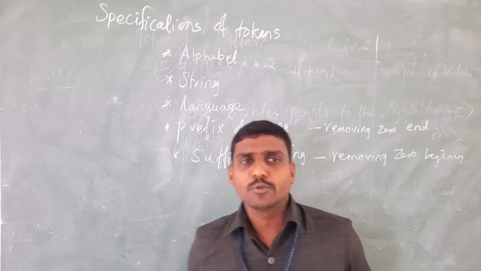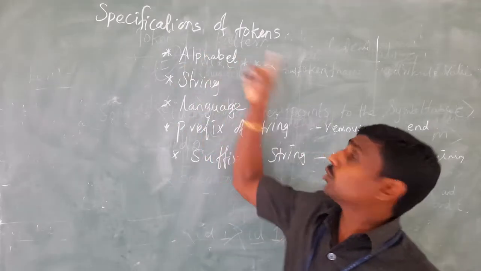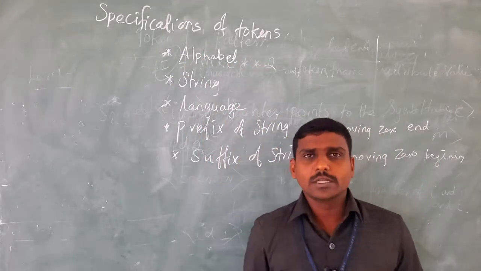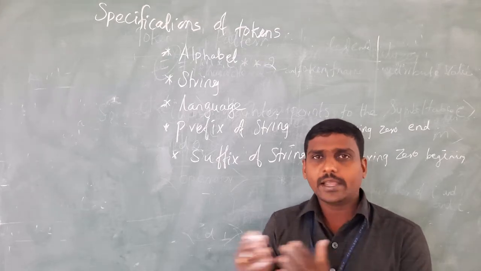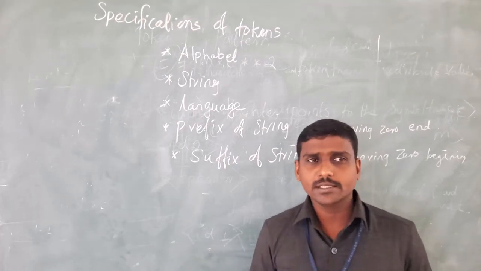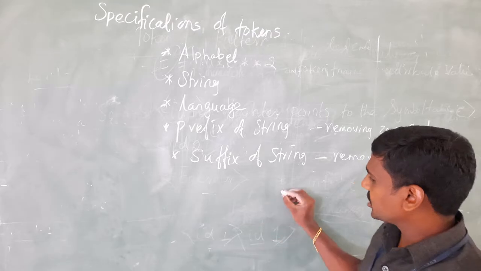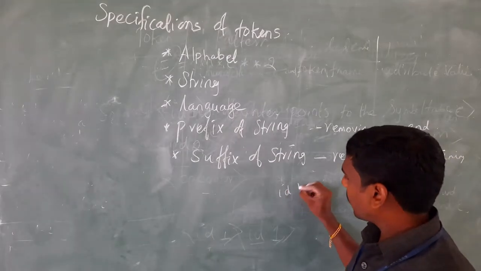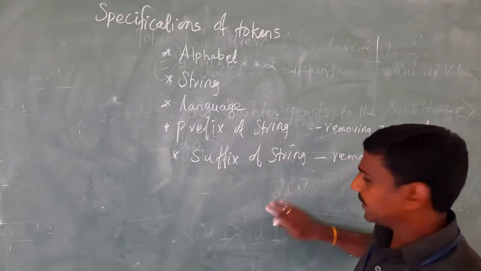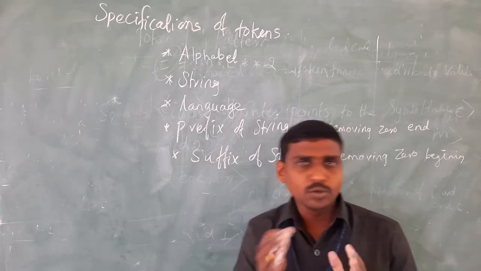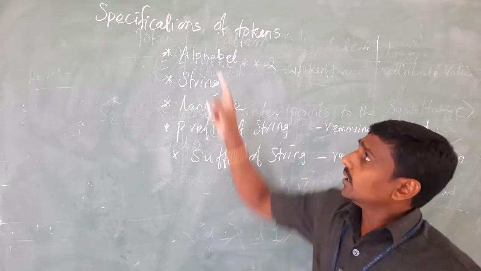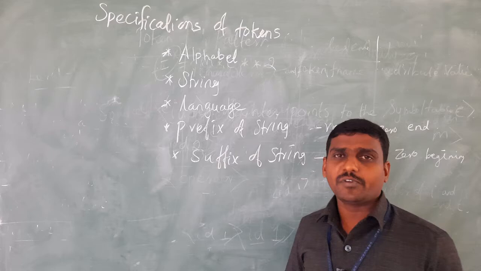So in this video class, I am going to teach you specifications of tokens. So you know what is meant by tokens. It has an attribute name and an optional attribute value, right? One example, if it is position, I will write it as identifier 1, ID 1. This is a token. It splits the source program into small pieces called tokens. And the specification of tokens: how we can specify the token.